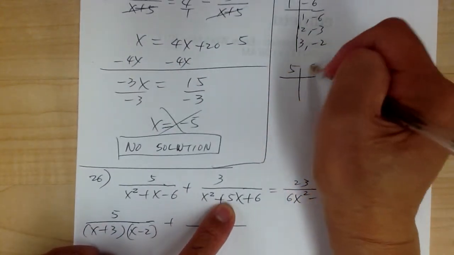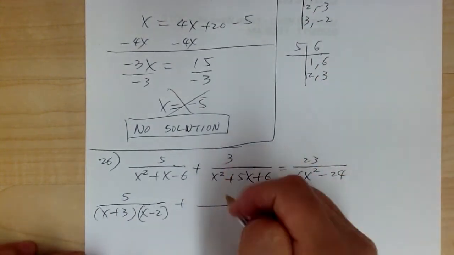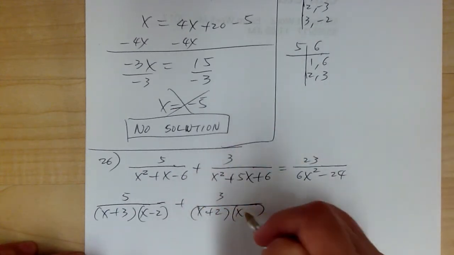Okay, so you're going to do the master product for this one. So you're going to get 5 and 6. So 1 comma 6, 2 comma 3. Okay, so for this one, you're going to get that. So it'd be x plus 2, x plus 3.